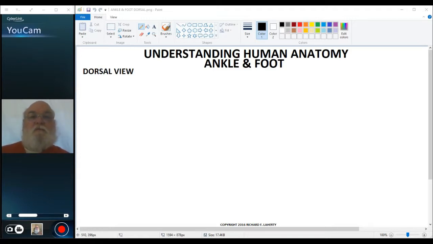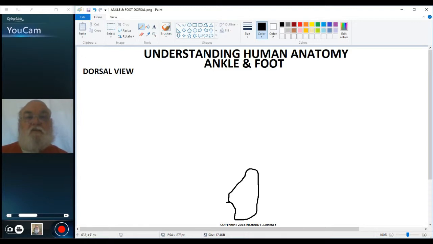Now I'm going to start with the heel bone, the calcaneus. And the calcaneus, when viewed from the dorsal side, has this appearance. It will have an articular surface in this region that articulates with another bone, the talus.